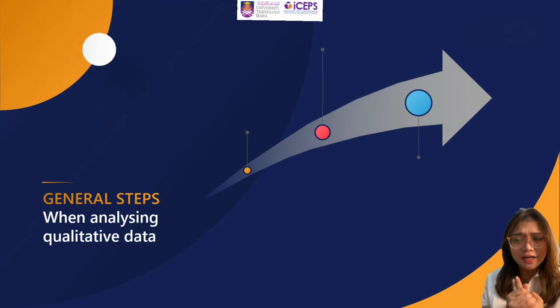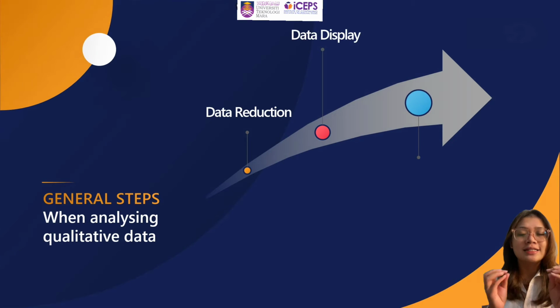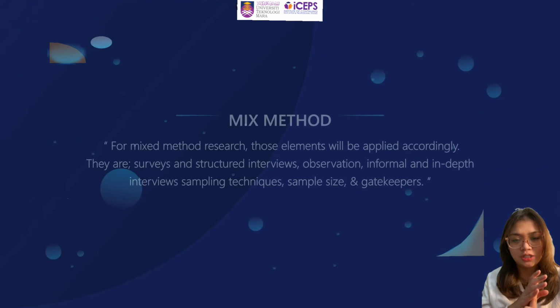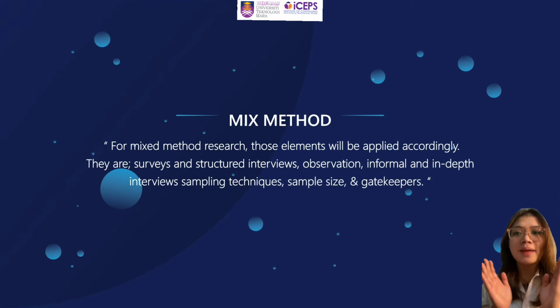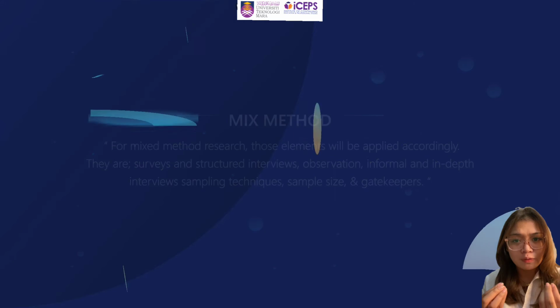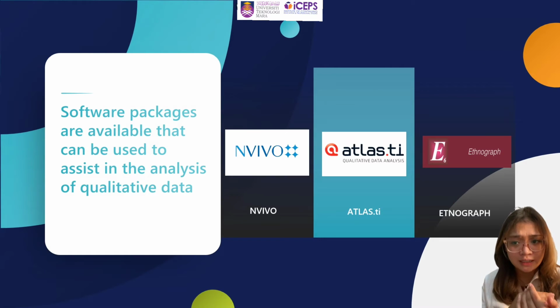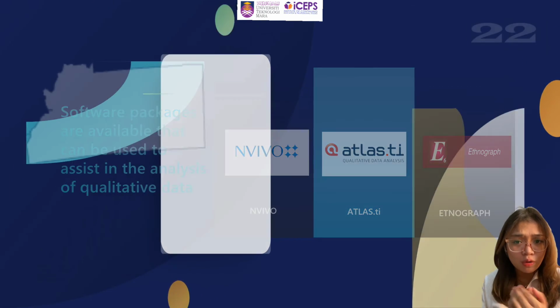There are three general steps that should be followed when analyzing qualitative data. The first is reduction, the second is data display, and the third is conclusion drawing and verification. However, mixed method research needs to combine elements such as surveys and structured interviews, observations, and so on. Otherwise, there are software packages available that can assist in analyzing qualitative data, and the most popular one is Ethnograph.